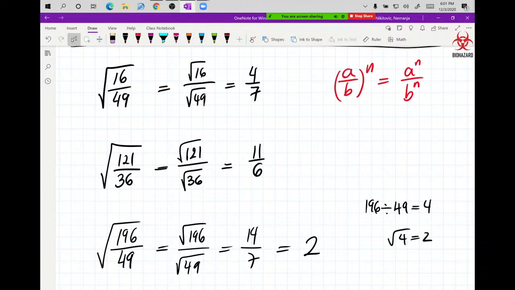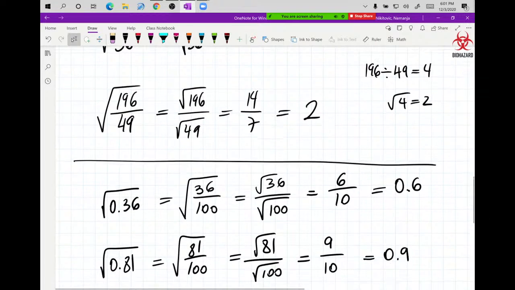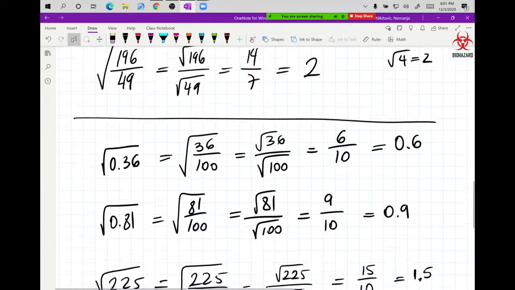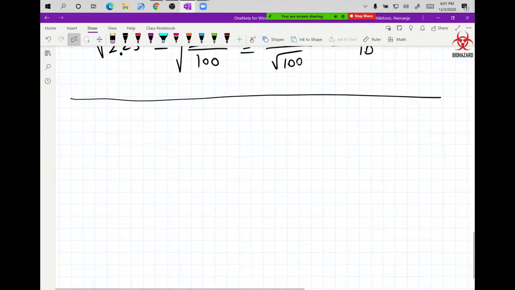And then we have these 3 calculations here, which are the square root calculations, where each numerator and denominator get their own square root, and then you just do 2 independent problems. And the same for decimals, where we actually convert them into fractions first using that cheap trick, and then we use the square root the same way we did for fractions.